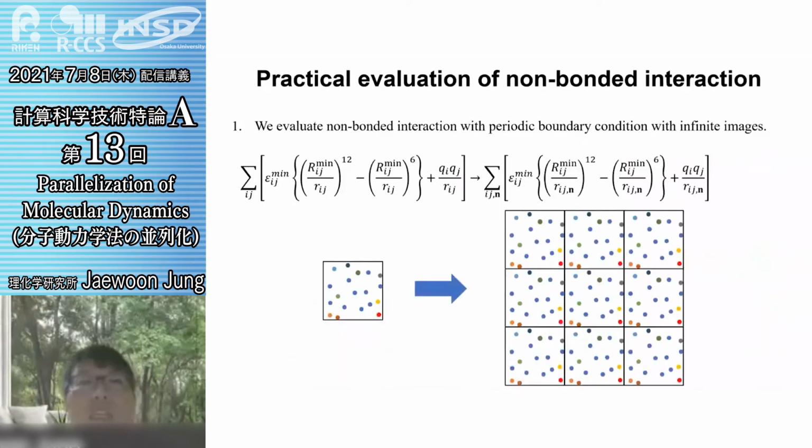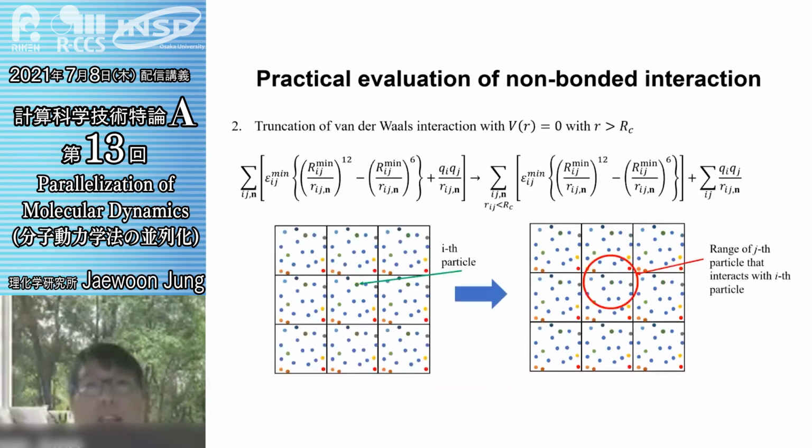And to evaluate non-bonded interaction from a practical point of view, we consider periodic boundary conditions with infinite images. For example, this is the original system. But in the real calculation, for each particle, we make a copy of the same system, and we consider the interaction between particles not only inside this system, but also in the periodic image systems.